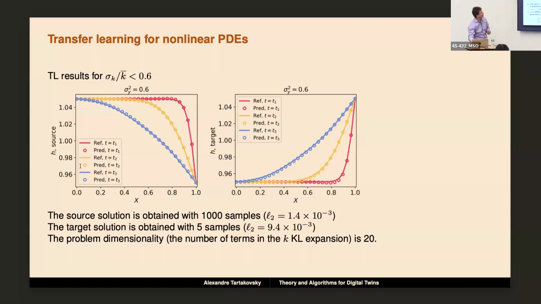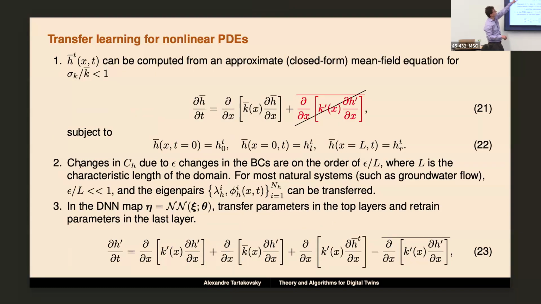Again, we demonstrated that some parts can be transferred, but we have conditions for when they can be transferred. If these conditions are not satisfied, then I guess nothing can be fully transferred, and the model must be retrained.